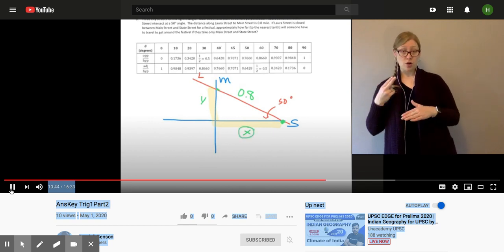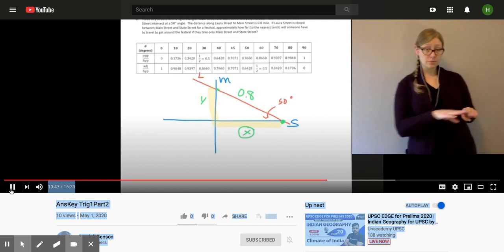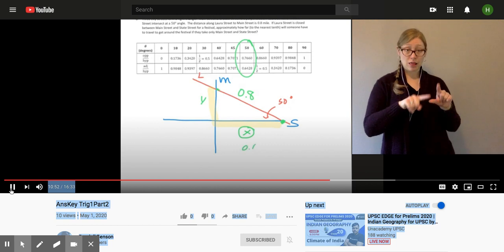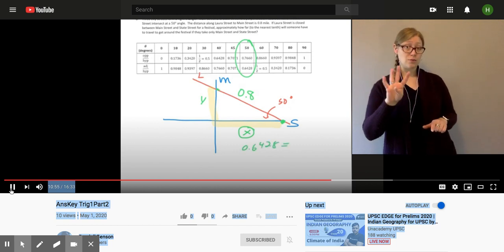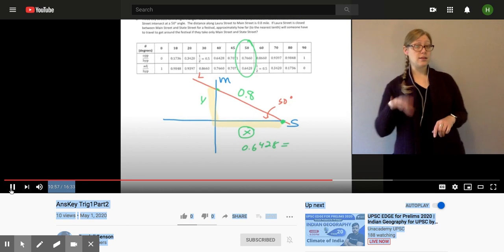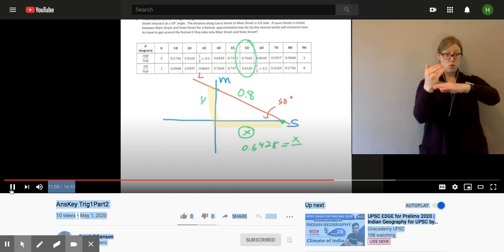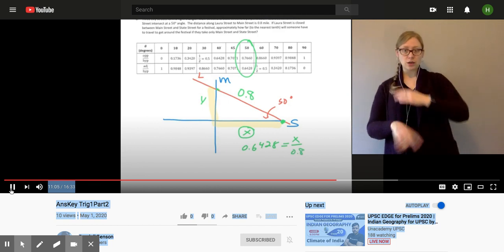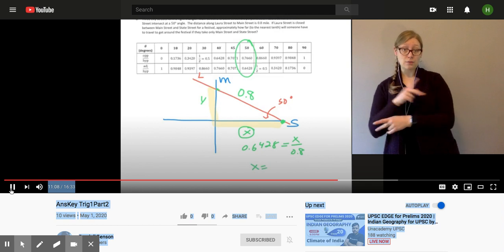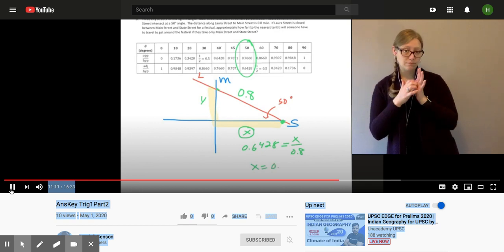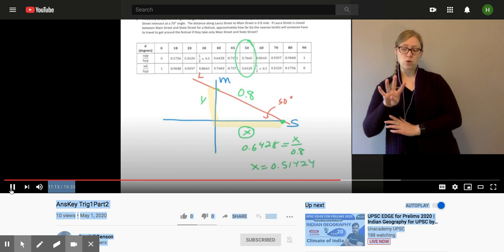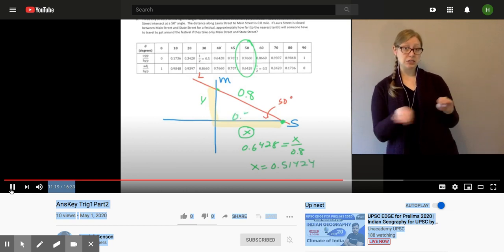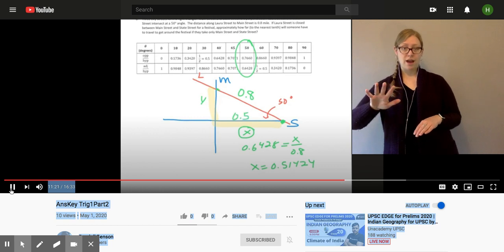So here's the adjacent side to the 50-degree angle. And so if I look up the 50-degree angle, the adjacent is 0.6428, the adjacent over hypotenuse ratio for a 50-degree angle. And so I have x over 0.8. So I'm going to multiply 0.6428 times 0.8, and x is going to be equal to 0.51424. So we're rounding to the tenth, so we're going to say that horizontal distance is half a mile, 0.5.